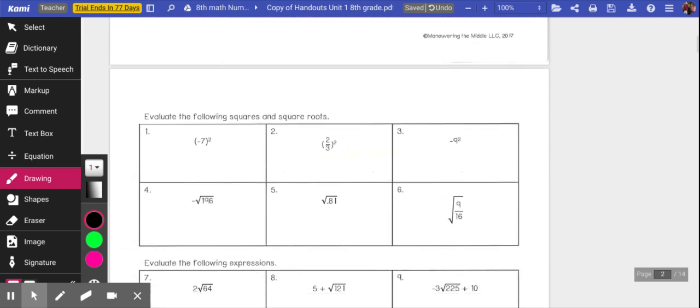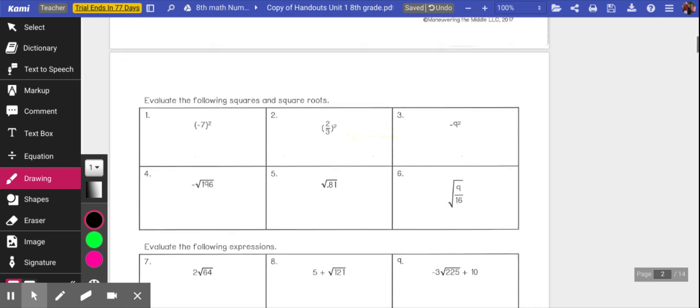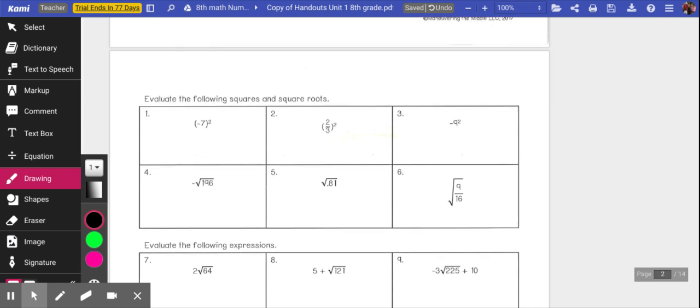Okay, so evaluating just basically means to solve or simplify. Some of these should be easier than others. So this one is negative 7 squared. So negative 7 times negative 7 is 49. Okay. This is 2/3 squared. So you don't freak out. You just do 2/3 times 2/3. And when you do that, you do top times top and bottom times bottom.